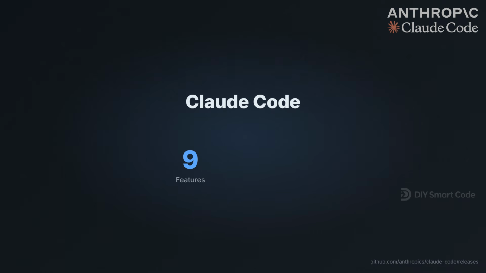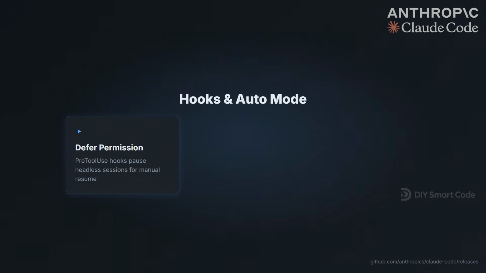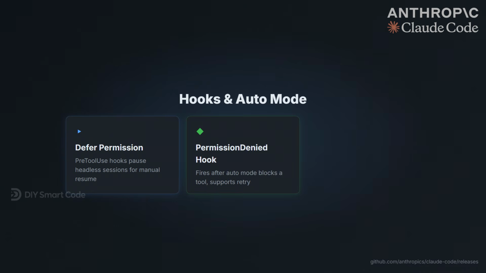9 new features, around 40 bug fixes and 14 improvements across 2 releases. Let's start with hooks and auto mode. PreToolUse hooks can now return defer, pausing headless sessions until you resume them manually. There's a new permission-denied hook that fires after auto mode blocks a tool, and denied commands now show up in the permissions recent tab so you can retry them instantly.